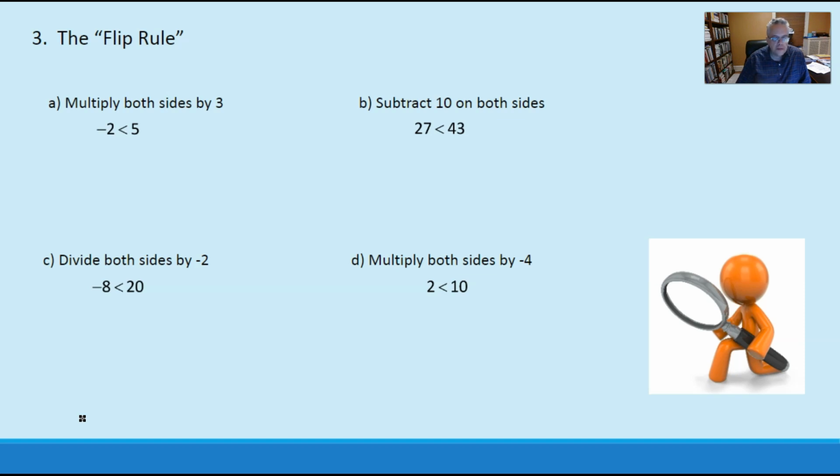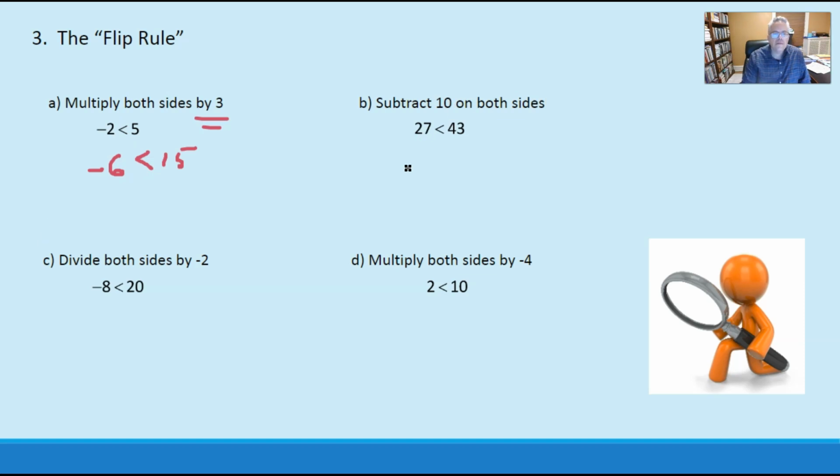Okay, so let's look at some examples. On this one, if I multiply both sides of the inequality by 3, on this side we get -6, and on this side we get 15, and the inequality symbol that goes between them is still less than. -2 is less than 5, -6 less than 15. So when I multiplied by a +3, I didn't have to flip the inequality. It stayed the same direction.